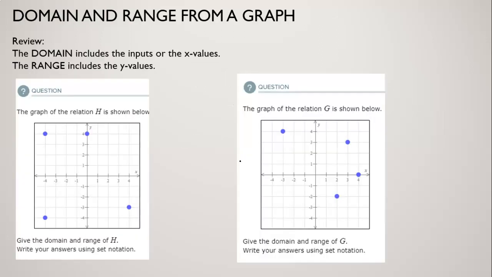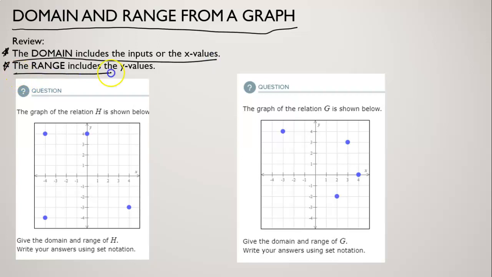So first, we're going to talk about domain and range. The domain just includes the input or the x values. So you should start a new topic, domain and range from a graph, and you should write down these vocab words. The domain includes the inputs or the x values. The range includes the y values or the outputs.